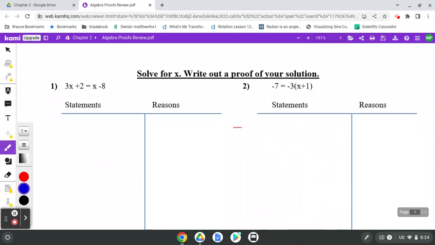Today we're going to review briefly just how to do an algebra proof. Remember, this is not necessarily the easiest way to solve it, right? You are able to solve these algebra problems without writing the steps, but we are practicing doing proofs because as we continue in geometry, we are going to have to do these proofs.